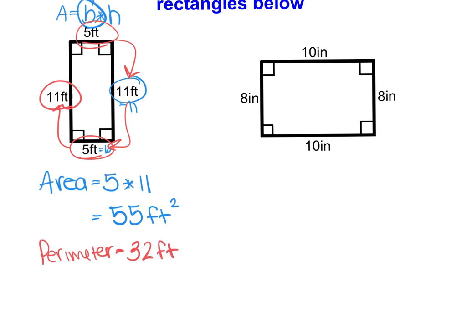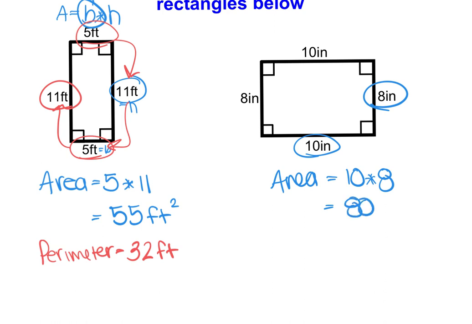So now if we look at this second shape here, again, our area is calculated by taking base times height. Base is 10 times height is 8. So we end up with 80, and then it's inches squared because it's the number of squares that fit on the inside.